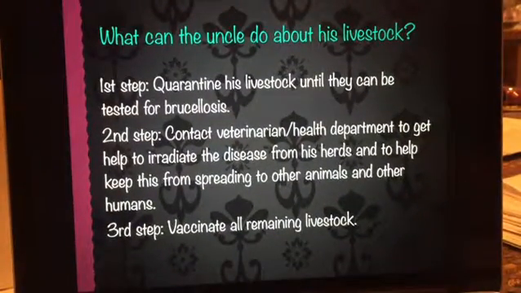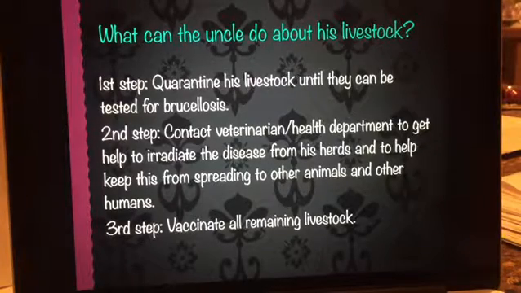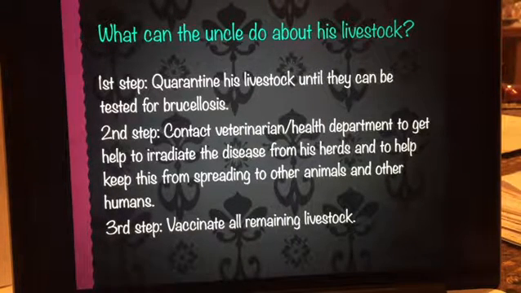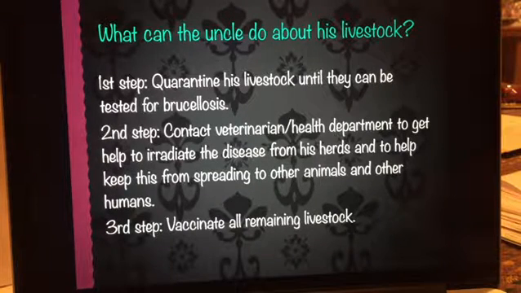What can the uncle do about his livestock? Well, this didn't end with the child. The livestock and the people that are around the livestock could be exposed to this as well. So the first step would be to quarantine the livestock until they can be tested for brucellosis. The second step would be to contact the veterinarian and health department to get help to eradicate the disease from the herd and to keep this from spreading to other animals and, most importantly, other humans. The third step: there is vaccination for livestock so they don't contract this and spread it.